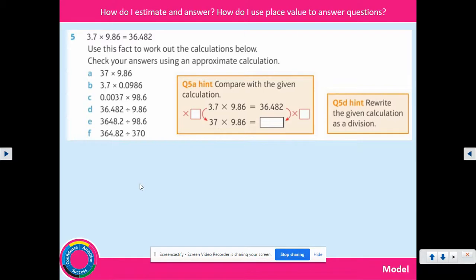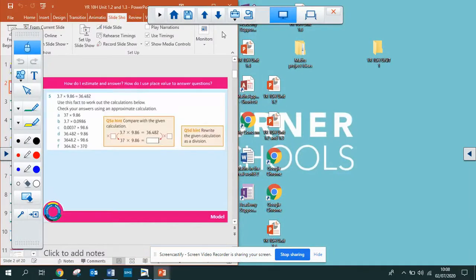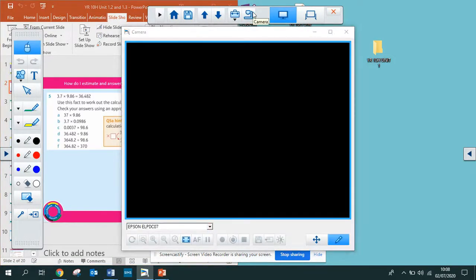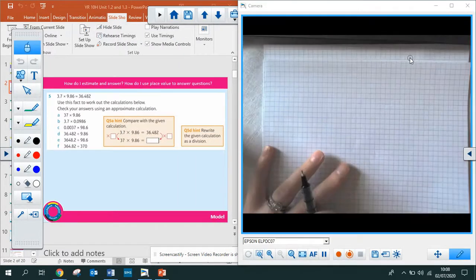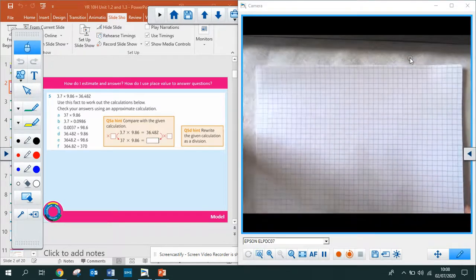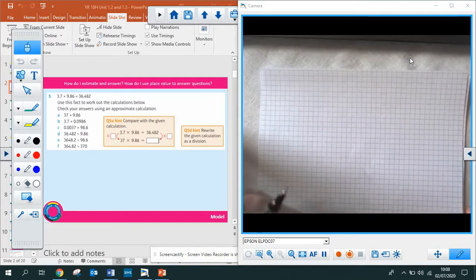So I'm going to work through this question with you as my model question. We're looking at estimating calculations, okay? Getting approximate values for calculations using the facts that they've been given us. So let me just get the screen up again. So all you're doing now is you're looking at the relationship between the fact they've given you and the question they've asked you, okay?